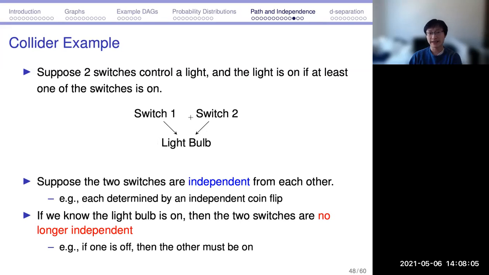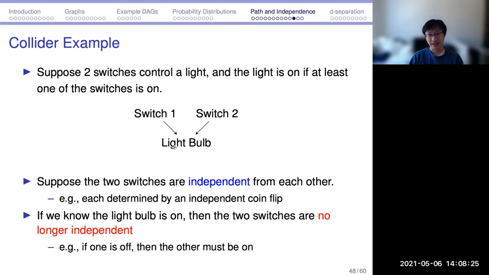But if we don't do any conditioning, then these are just pieces of information flowing out of switch 1 and out of switch 2. So there is no exchange of information between these two. They don't share information, and therefore they are marginally independent.